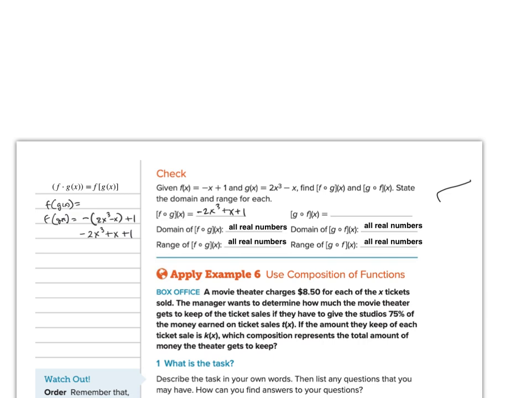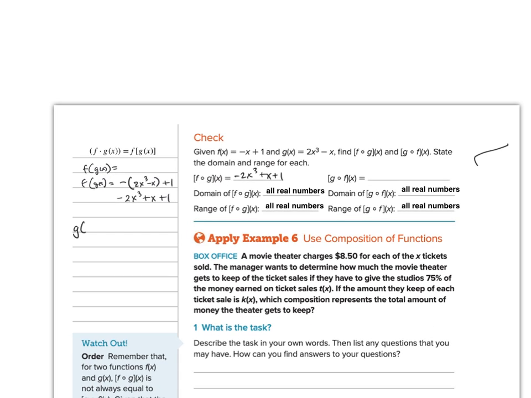For g of f of x, I'm going to take g, and wherever there's an x, I'm going to put in the function f of x. So g of f of x is going to be something along the lines of 2 times negative x plus 1, which is f of x, cubed, minus negative x plus 1. And that's again, I'm taking f of x and I'm plugging it in here and here.